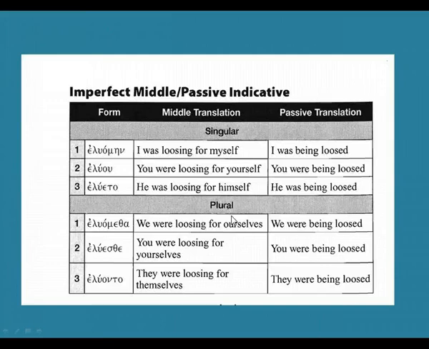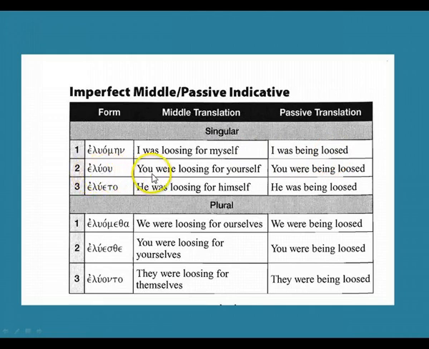Moving on to page 49, at the top you see the imperfect middle passive indicative forms. So since the form can be either middle or passive, we get both a middle translation and a passive translation, and you'd have to depend on context to know which was intended. So the endings are men, so, to, metha, sthe, nto, and as the textbook noted, so often becomes an omicron upsilon. So eluomen, I was loosing for myself, or I was being loosed.